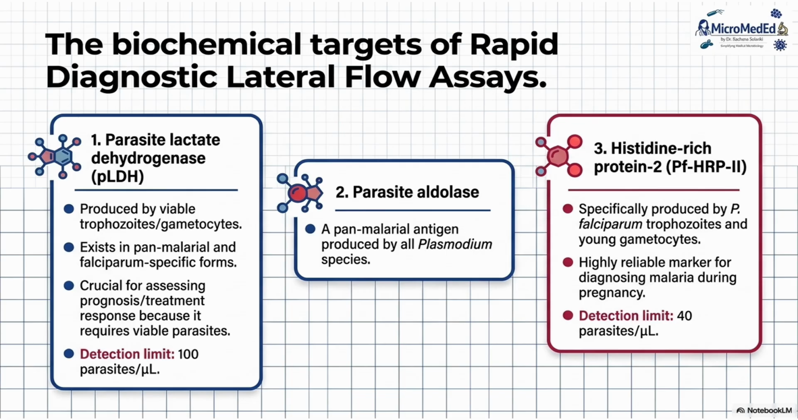Now let's understand the antigen detections. So 3 antigens are there: parasite lactate dehydrogenase, aldolase and HRP2. Among this, LDH and aldolase is pan-malarial antigen. It is produced by all Plasmodium species and it is crucial for assessing the prognosis and treatment response. The detection limit is 100 parasites per microliter, and for HRP2 that is released by the P. falciparum, the detection limit is 40 parasites per microliter.